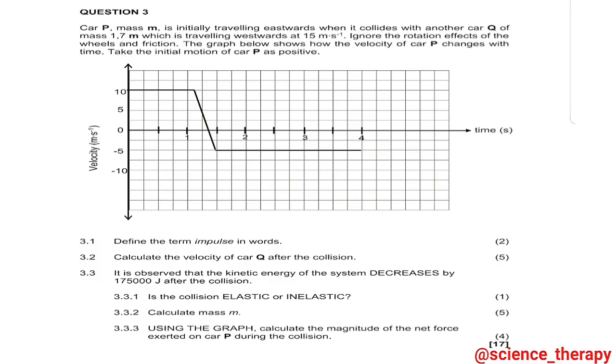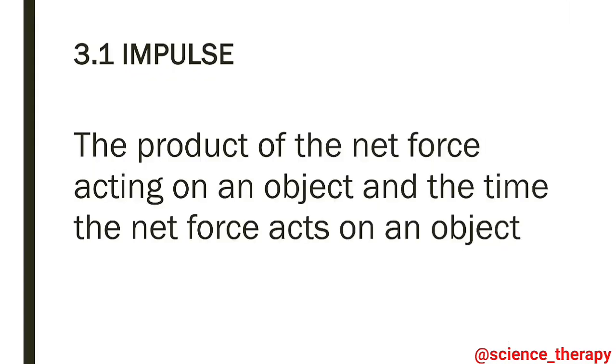Now let's look at this question 3. It says car P mass M blah blah blah. Now remember, we need to define the term impulse. So we quickly run to the definition. So 3.1 says define the term impulse. So we have impulse is the product of the net force acting on an object and the time the net force acts on an object, right?